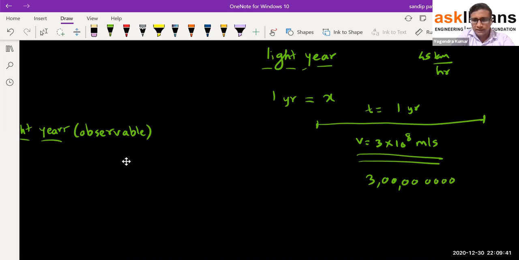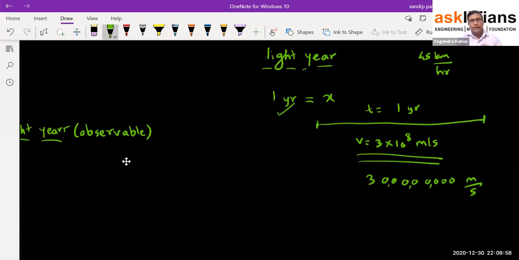Right? So these many zeros we can say. So something like this. Okay, this is meter per second, right? So a very high distance it will travel in only 1 second. So you can imagine how much distance it will travel in 1 year.